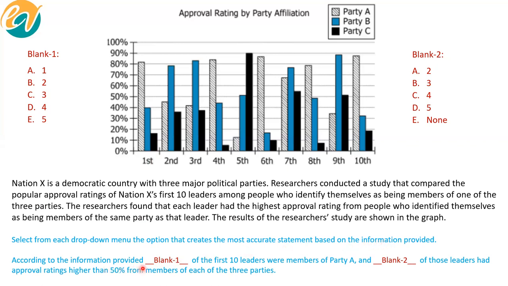Now, according to the information provided, dash of the first 10 leaders were members of party A. Now, how do we do this? How do we do this? Where are you coming from, Royal?